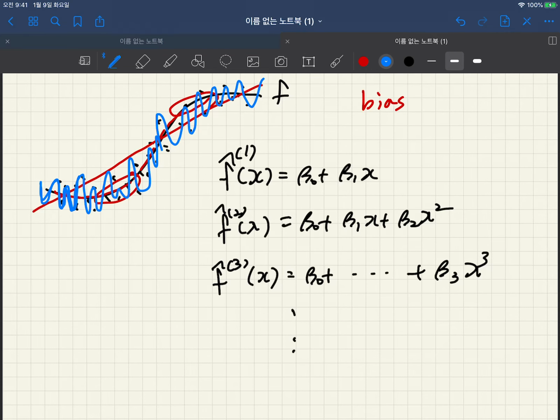And this is true because the ground truth function f has this shape, right? So there is some gap. So for a new data point, you can expect some error, right?